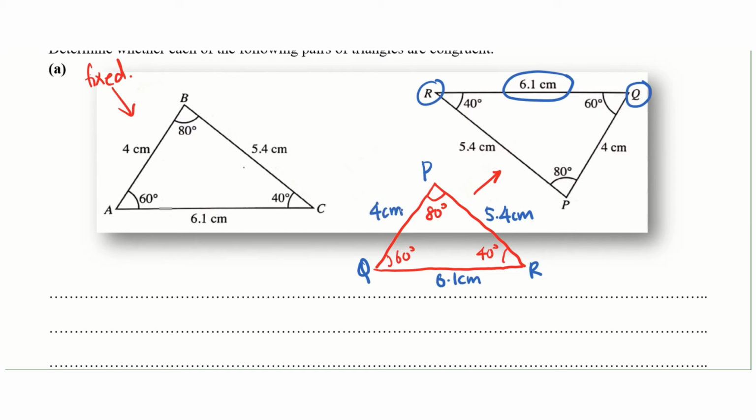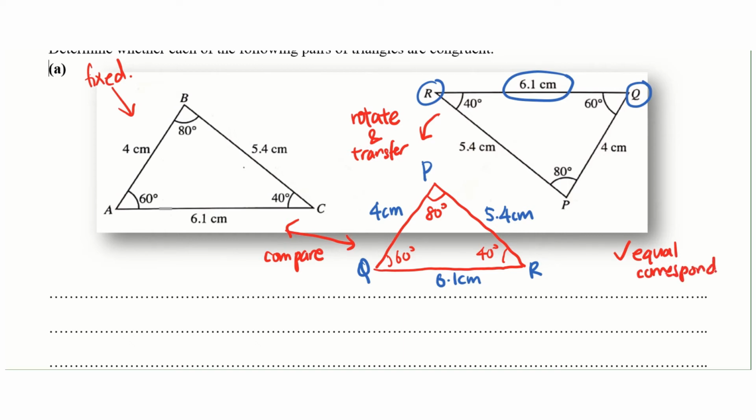So now I compare this new sketch. I rotated and transferred the information. Then I will compare. So when it comes to congruency, we are always looking at finding equal corresponding sides as well as equal corresponding angles.